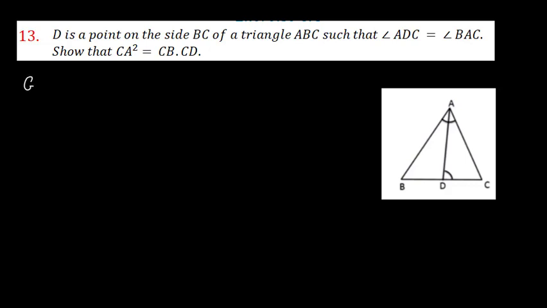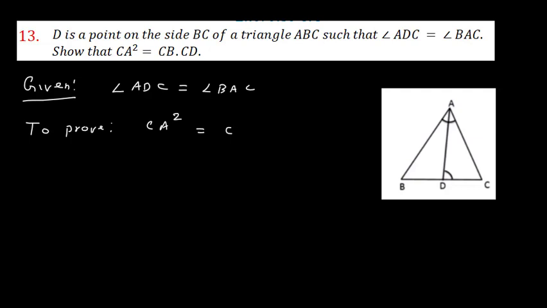Okay, so we will start the problem with the given. What is given? You have been given that angle ADC is equal to angle BAC. This is given, and what you have to prove, you can write "to prove" also: you have to prove that CA square is equal to CB into CD. Okay, so I will start with the proof. The problem is very simple.